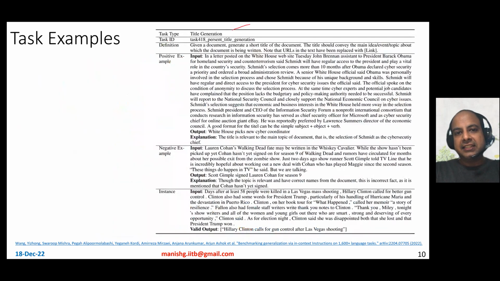Yet another task is title generation. So you're given a long document, and you have to generate a short title for the long document. Of course, the title should be like a title. It should convey the main idea, event, or topic about which the document is being written.